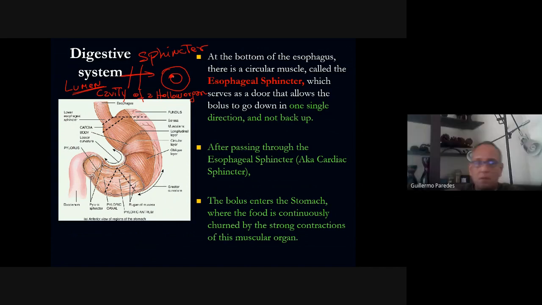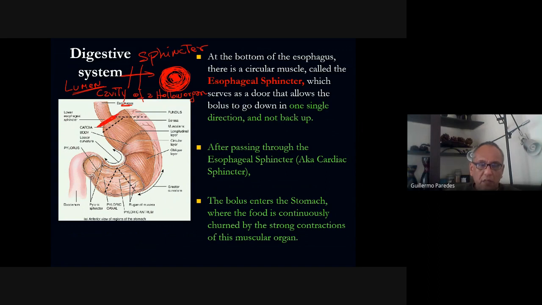Okay. So this is the lumen. This is a cross section of the GI tract. But on the wall of the GI tract, in some parts there is going to be a muscle arranged like a circle, very much a circle. So, for example, here this is the esophagus, and this is the stomach. And here we have a sphincter.